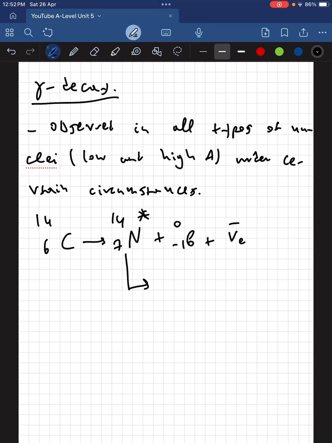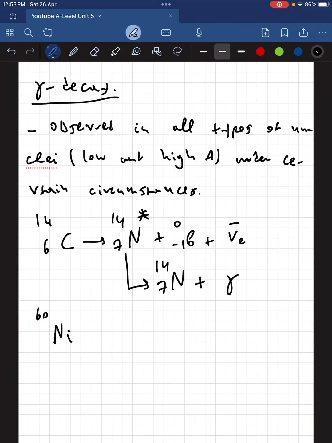And that is an excited state in the same sense that when you have an atom, for example, you can promote an electron to a higher state, and then the electron comes back to the ground state by emitting photons. So it's the same case with nuclear physics. So this nitrogen is produced in an excited state, which de-excites by emitting a gamma particle, which is nothing else than a photon. So in general, actually, let's do one more example.